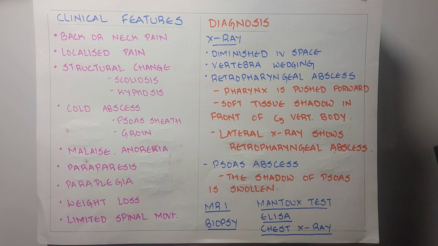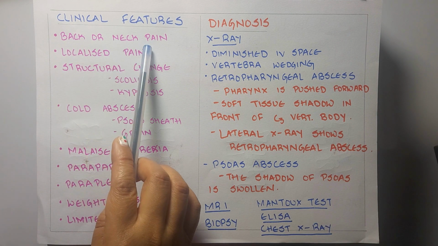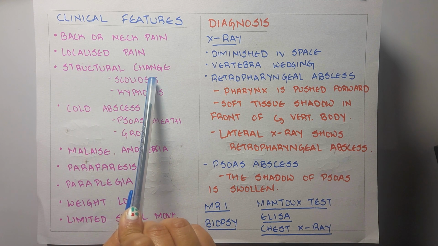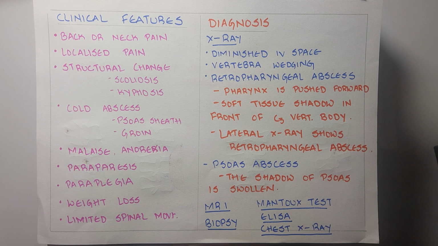Coming to the clinical features, there is back or neck pain according to the area involved, localized pain, structural change of the vertebra. The person may present with scoliosis or kyphosis. There is cold abscess underneath the psoas sheath and groin. Malaise, anorexia, paraparesis or paraplegia according to the involvement of the tuberculosis. There is weight loss and spinal movement is limited.